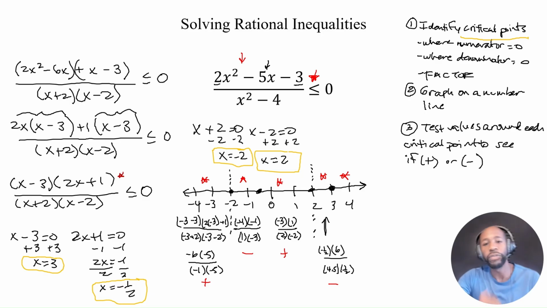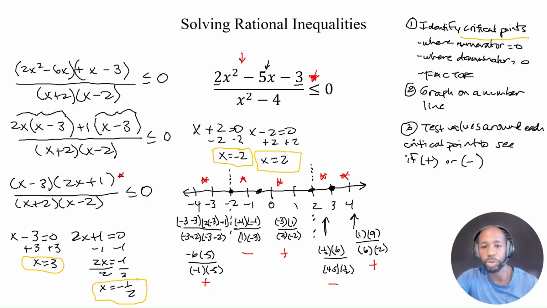And then finally, let's pick something on the right side of 3, right here. Let's pick 4. So 4 minus 3 is 1. 4 times 2 is 8, plus 1 is 9. 4 plus 2 is 6. 4 minus 2 is 2. So that's all positive.